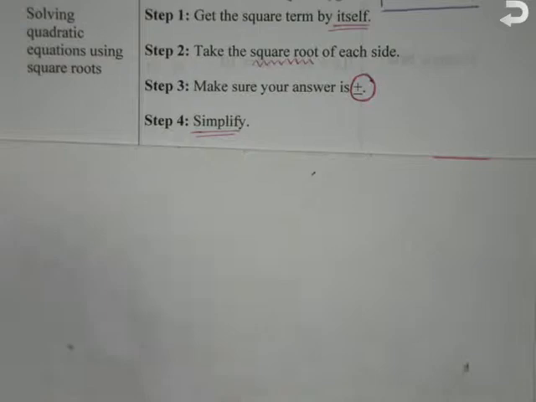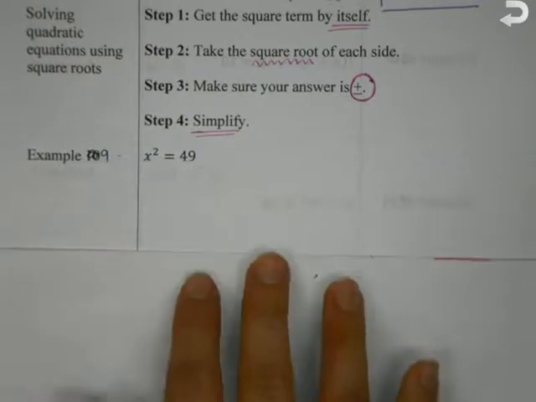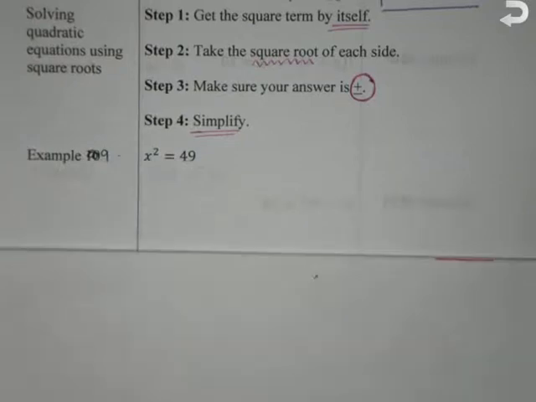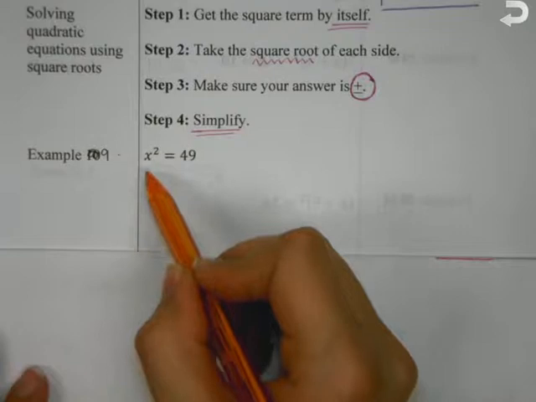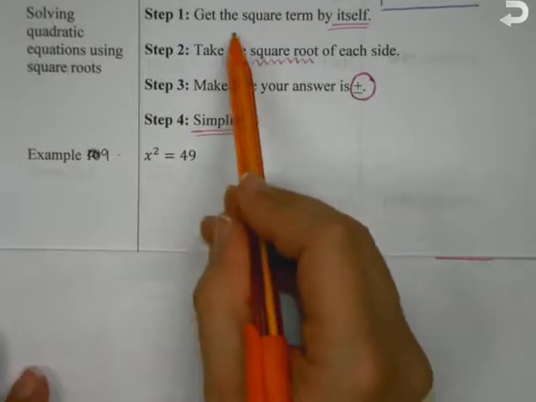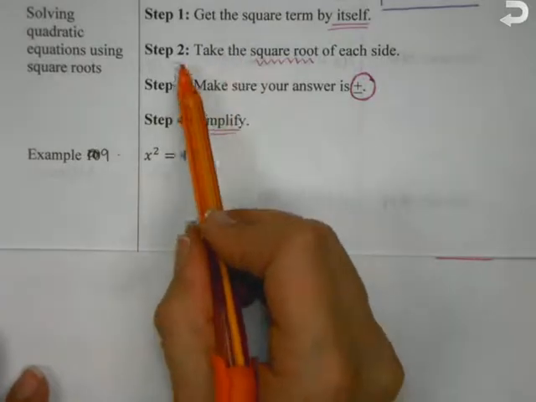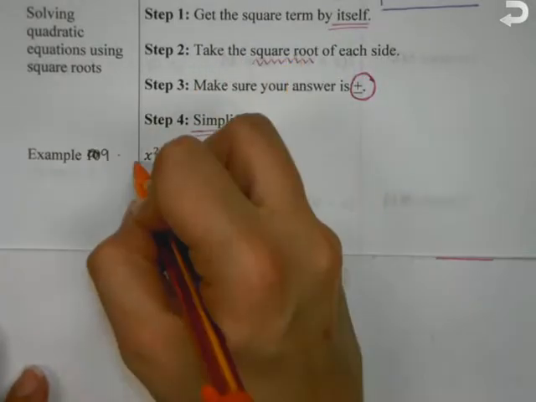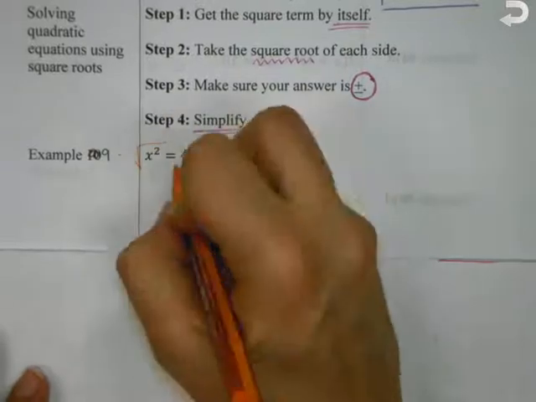Okay, so example 9. We have x squared equals 49. The first question we want to ask ourselves is, is the squared term by itself? Yes, it is. We have x squared by itself equals 49. So that was step 1. Step 2, we want to take the square root of each side. To undo that squared, we're going to take the square root. Why? What's the square root of x squared? x. So we got x by itself, which is what we want.